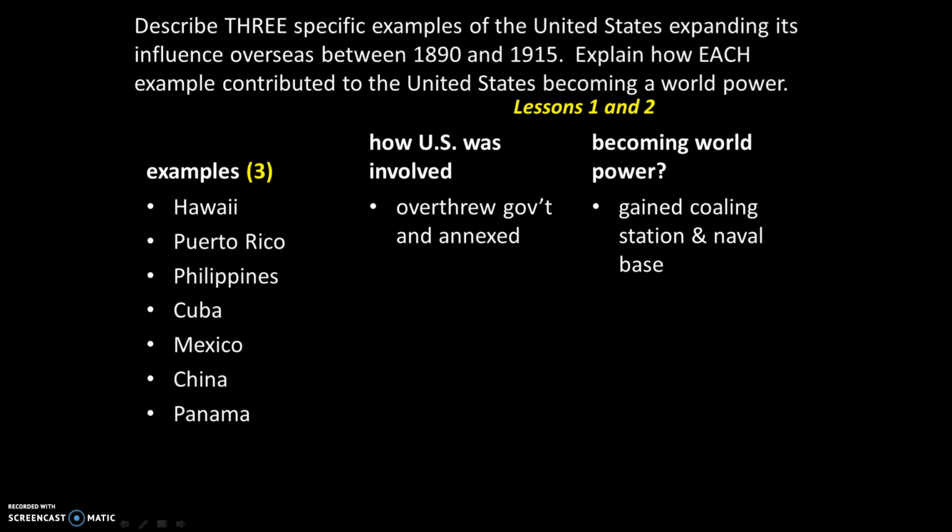So in addition to Hawaii, you've got many, many other examples. Some of them are still seen here: Puerto Rico, Philippines, Cuba, Mexico, China, Panama. Just for each one, explain how we got involved in that country's affairs, and how is this an example of us becoming a world power? Or maybe another way to look at it would be exerting our power. What are we doing to influence the rest of the world?